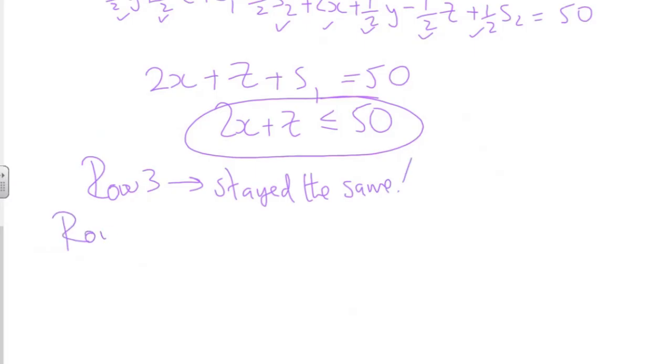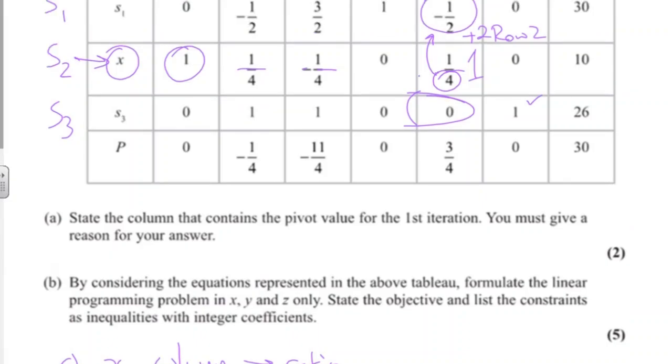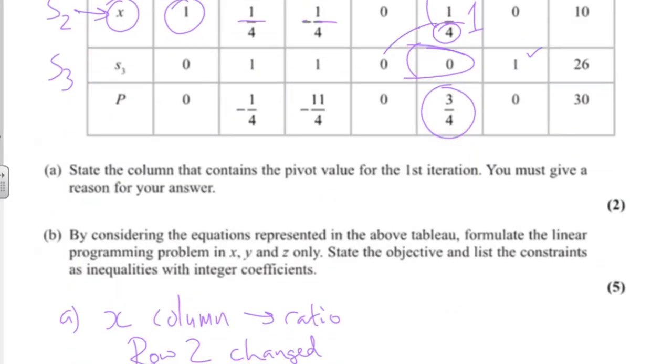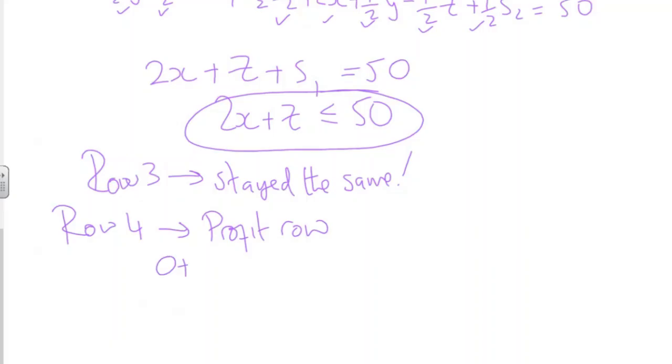So let's have a look at row 4 now. Pivot row. Look at row 4. Alright, so I need to get rid of the 3 quarters. Now that originally would have been a 0. So I must have done 0 plus 3 lots of the pivot row to do that, to get that 3 quarters in there. So 0 plus 3 lots of a quarter.